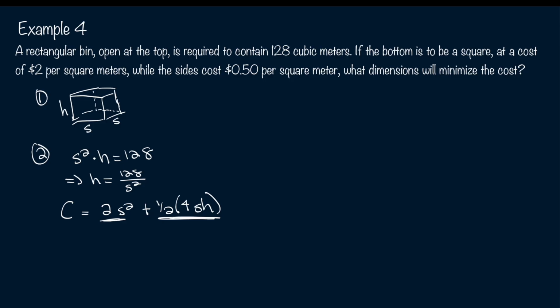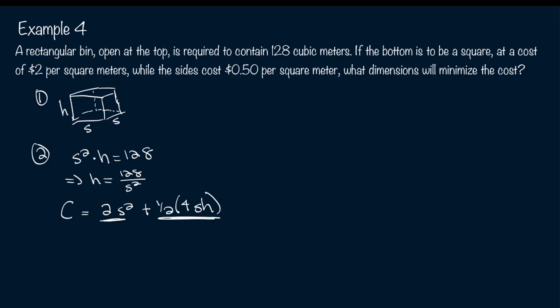And again, the area of the bottom is found by s squared, which stays right there. We need square meters. And then this is just going to be our 4 times s times h, because that's all we need. We don't need to worry about the top.